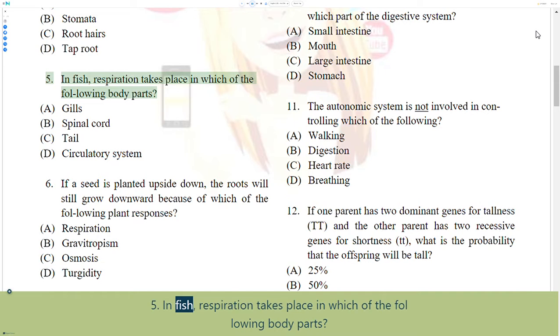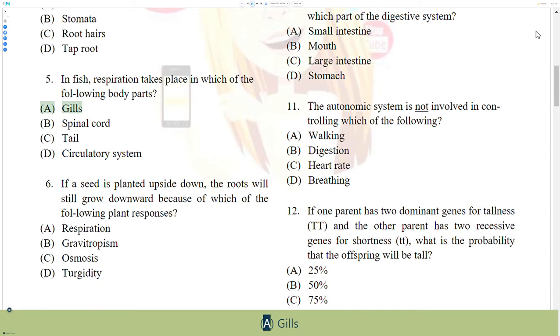5. In fish, respiration takes place in which of the following body parts? A. Gills. B. Spinal cord. C. Tail. D. Circulatory system.